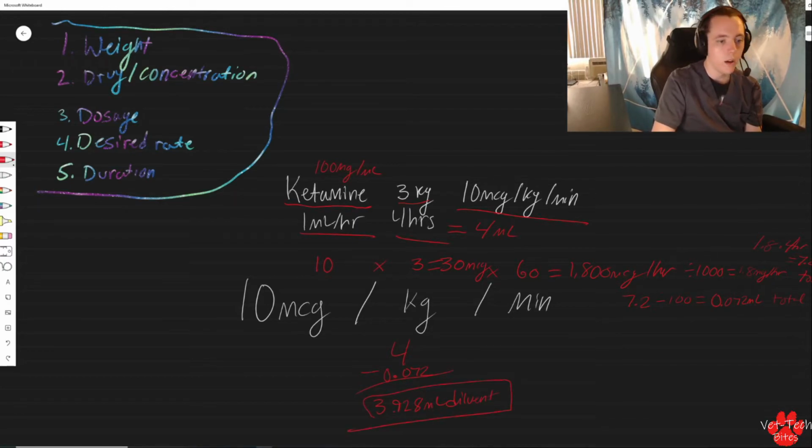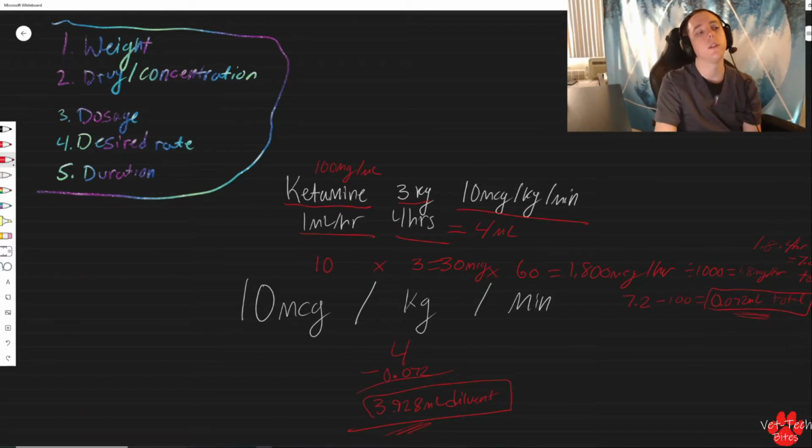mLs of diluent. So we know that we need a total of 0.072 mLs of ketamine and 3.928, you can round, of diluent to equal a total of 4 mLs, where we can run at 1 mL an hour for our 3 kg patient to receive a 10 mic per kg per minute CRI. And that's it. A few lines of math.